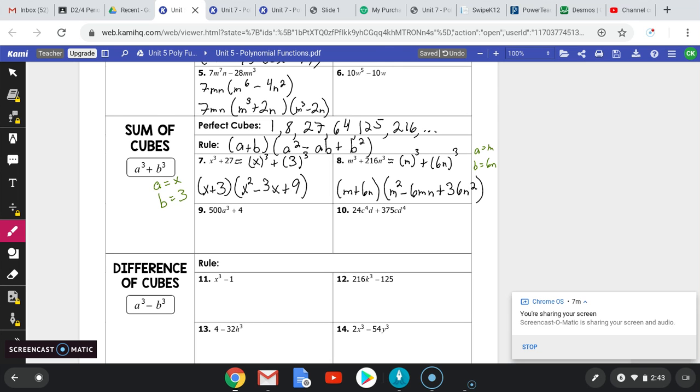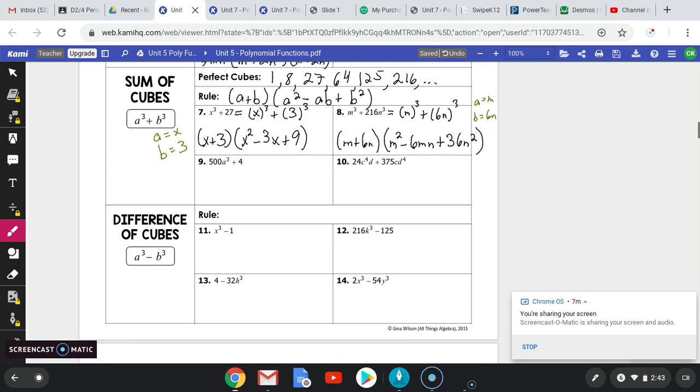Let's look at number 9. So just like before, anytime we're trying to factor, we want to find, is there a greatest common factor? And there is a greatest common factor here. The greatest common factor is 4. I can factor out 4 from each part. So when I do that, I get 4. Now divide each term by 4. 125a cubed plus 1.